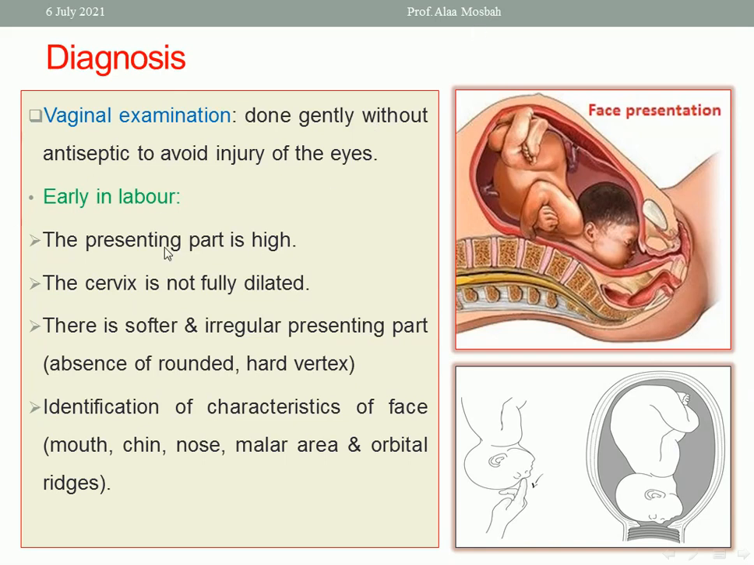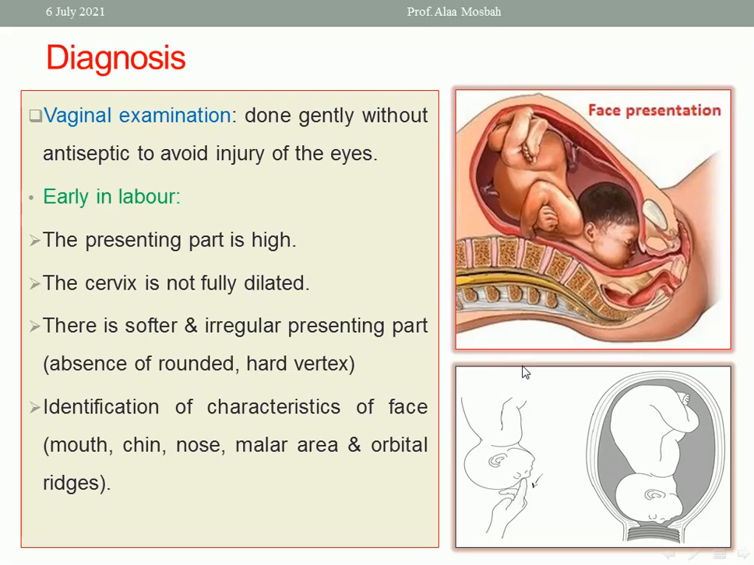What about the vaginal examination? Of course, take care while doing it if you are expecting a face, because you may touch the eyes. So try not to use something irritant to the eyes or to the skin of the face. Okay? Early in labor, the presenting part is expected to be high.